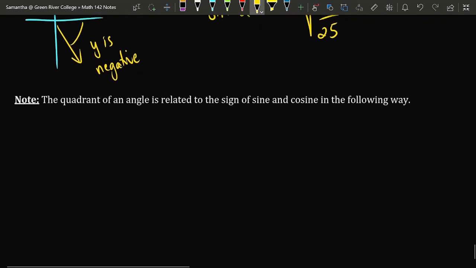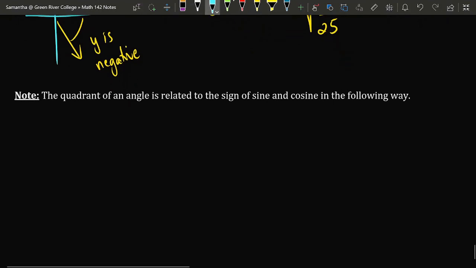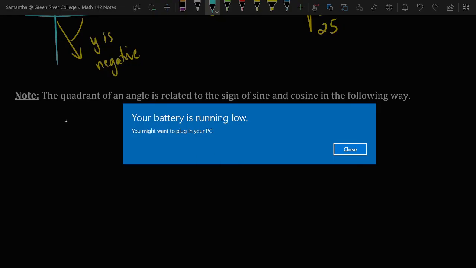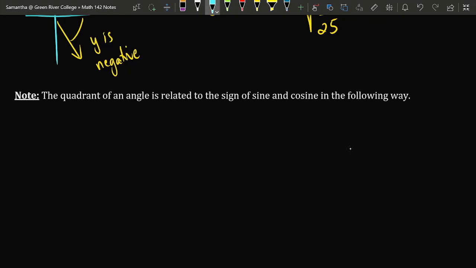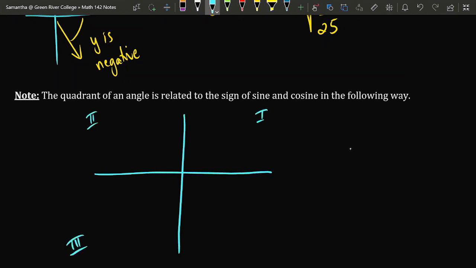So to sum up, when you're working with an angle whose exact value is unknown, be careful when you're working with sine and cosine. It's worth remembering that depending on the quadrant of the angle, sine and cosine will either be positive or negative.